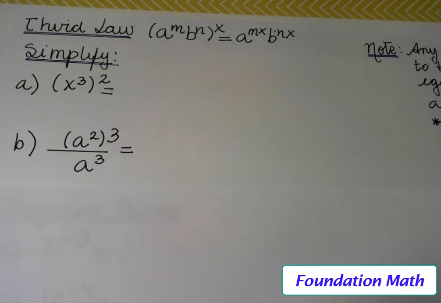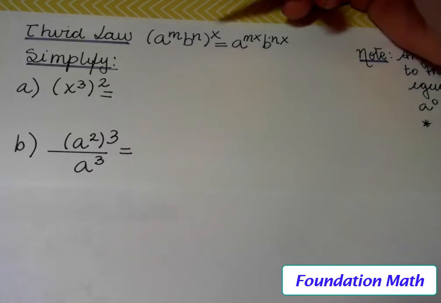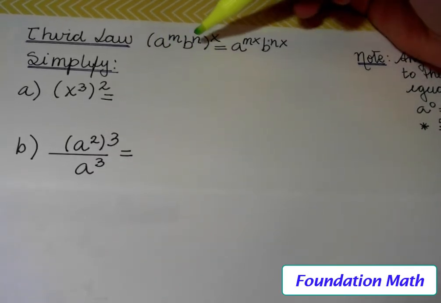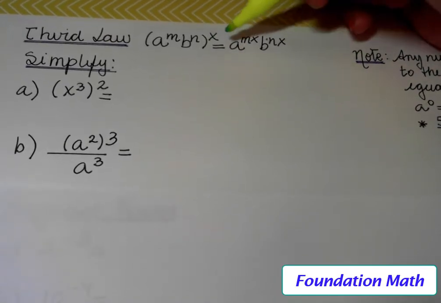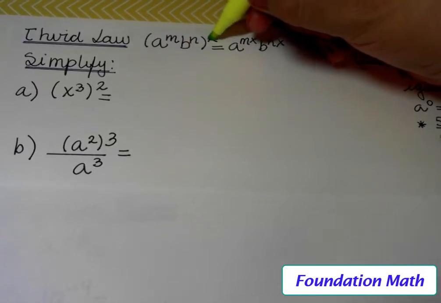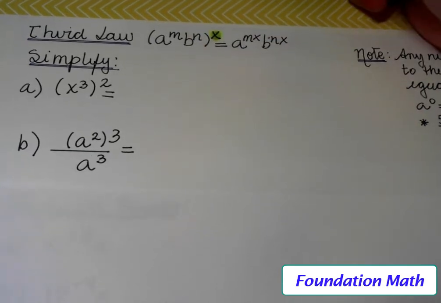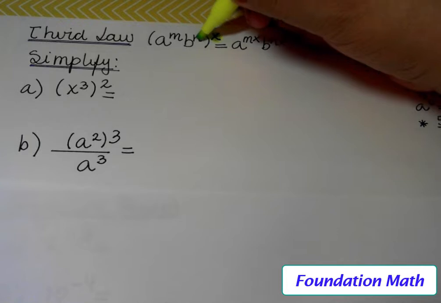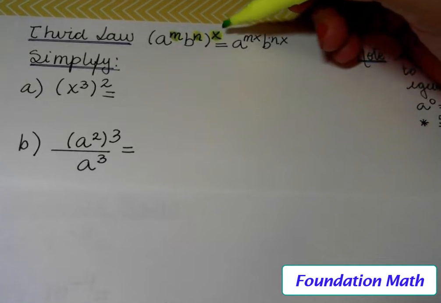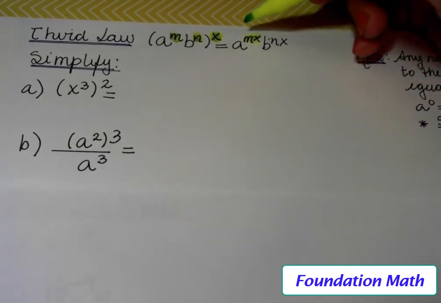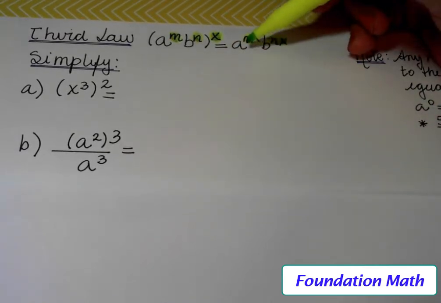Hello. We have here the third law. I want to show you this expression. You have the parentheses a with exponent m, b with exponent n, all with exponent x. In this case, when you have these parentheses, it means that this exponent is going to affect each expression inside. So how is it going to affect them? This exponent is going to affect these exponents. So it is going to be m times x, and n times x. The two bases, a and b, stay the same, okay?